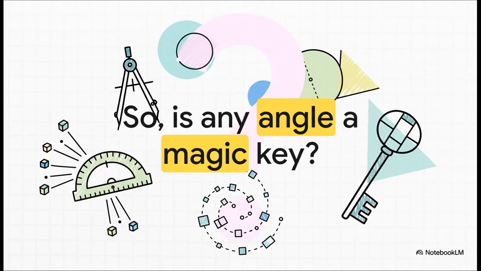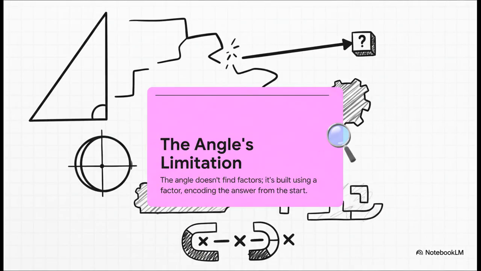So is it really a true shortcut? Can we just pick any angle and find the factors of any number from scratch? Or is there something else going on here? And here's the secret. The angle doesn't find the factors for you, it's built using one of them. To construct that perfect angle, the formula actually requires you to already know a factor, d. You're essentially telling the triangle the answer from the very beginning, so this method doesn't discover the solution, it just beautifully represents a solution you already have.